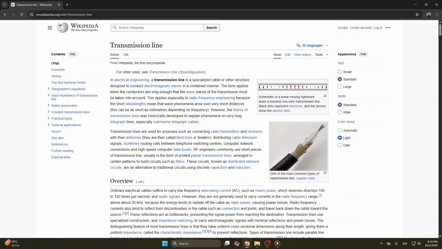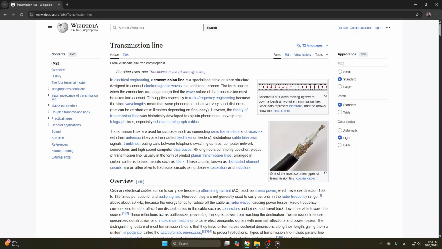In this video, we will talk about transmission lines in a printed circuit board. Let's start with a little bit of theory. According to Wikipedia, in electrical engineering, a transmission line is a specialized cable or other structure designed to conduct electromagnetic waves in a contained manner.